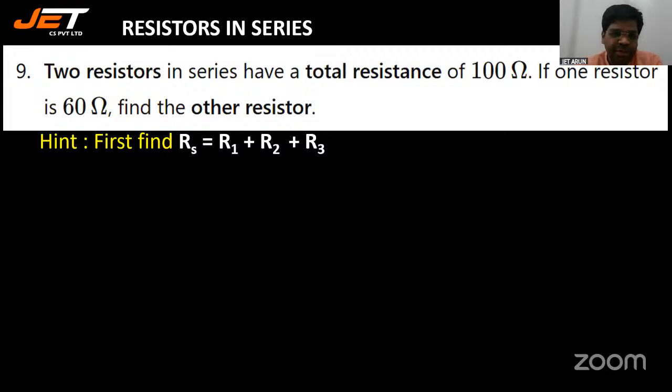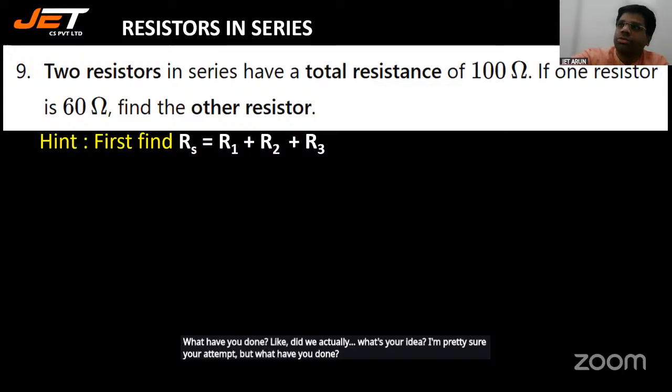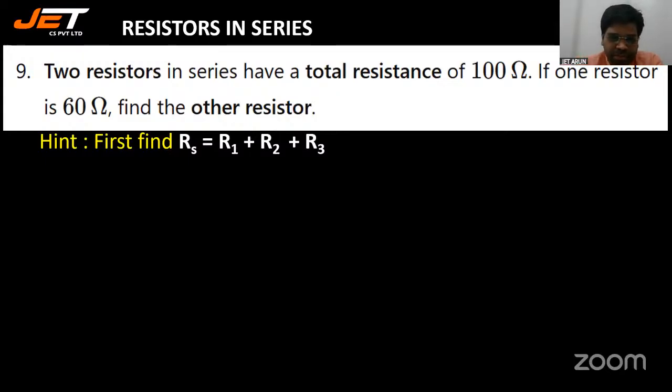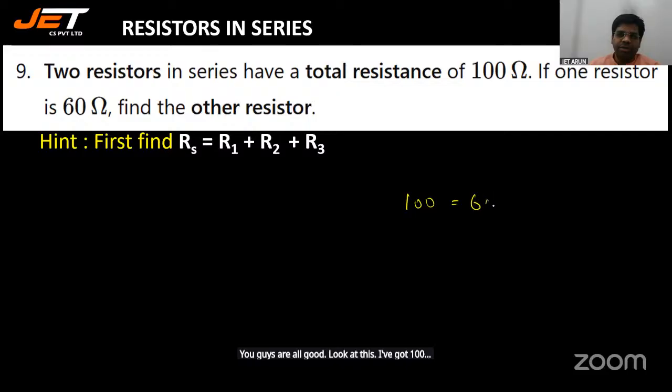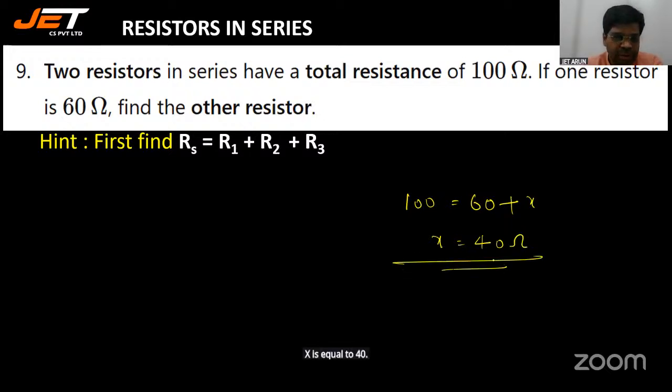You're doing it without the hint. Very good. Divyanshi, what have you done? What's your idea? I appreciate your attempt, but what have you done? Yes, Rahul, good. So look at this. I've got 100 is equal to 60 plus x. X is equal to 40. Here is where you've gone wrong. All right, I'll tell you.